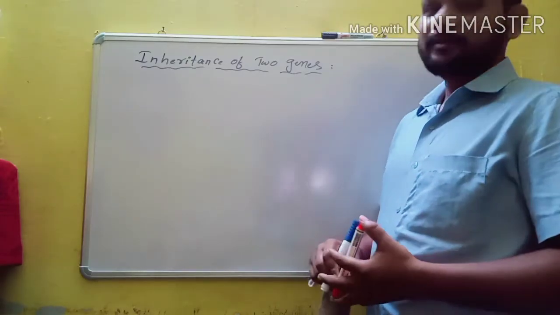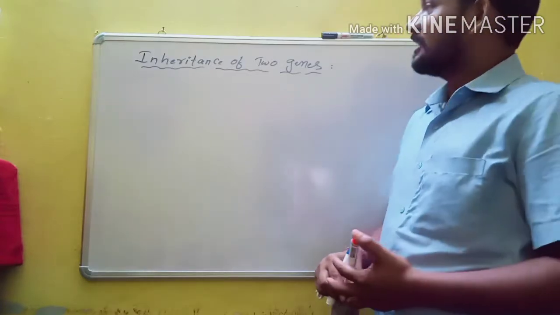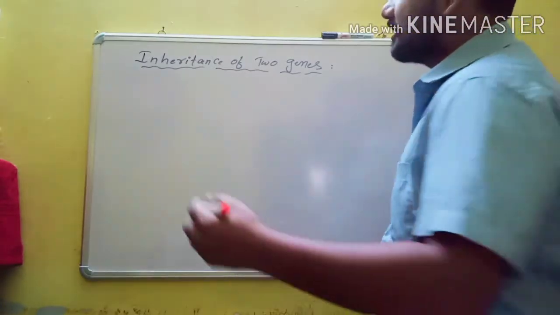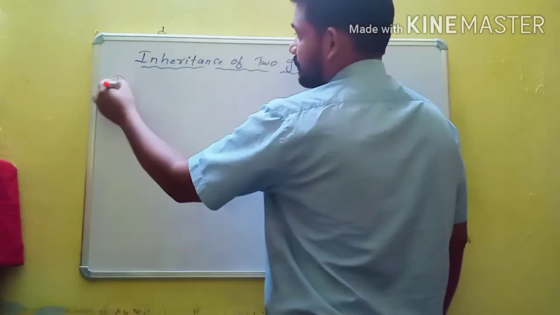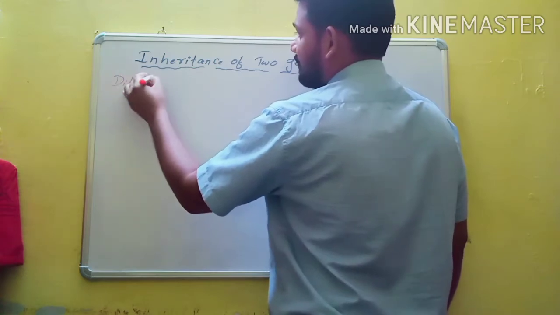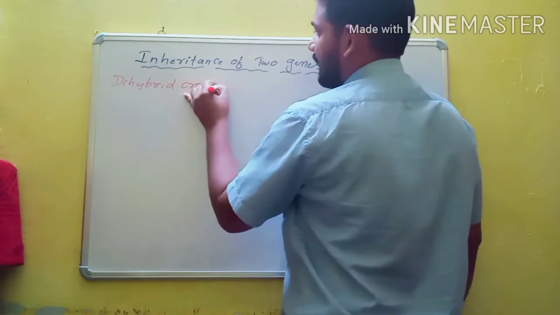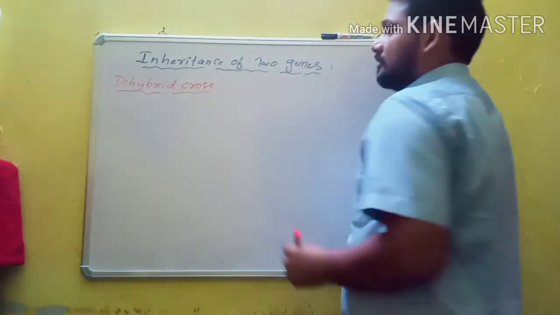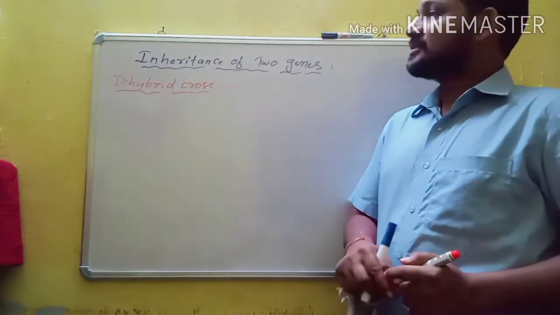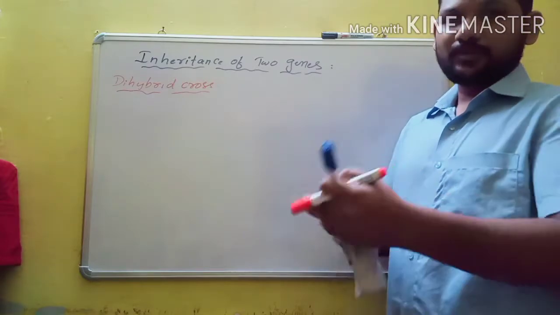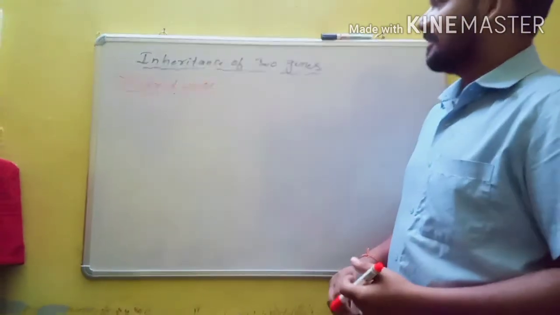In this video we will discuss inheritance of two genes. Inheritance of two genes is also called dihybrid cross, because here two pairs of characters are transmitted from one generation to the next.